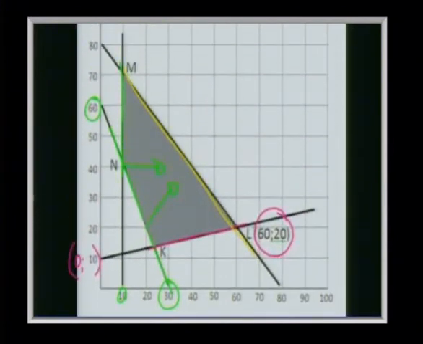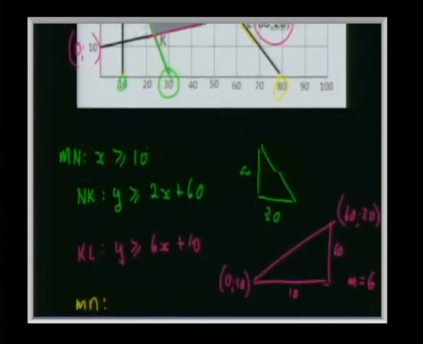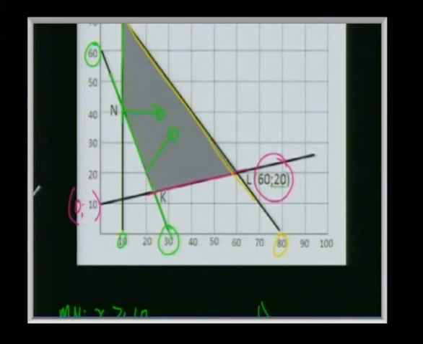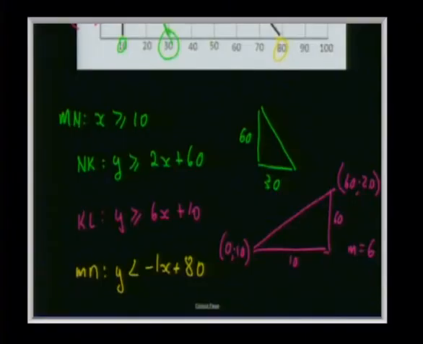Well, we've got our y-intercept, we've got our x-intercept, they're 80 apiece. So I know the slope is going to be minus 1, and I know my y-intercept is 80. No working, it's fine. The feasible region is below the line. Below the line, so y must be less than. And there we go.